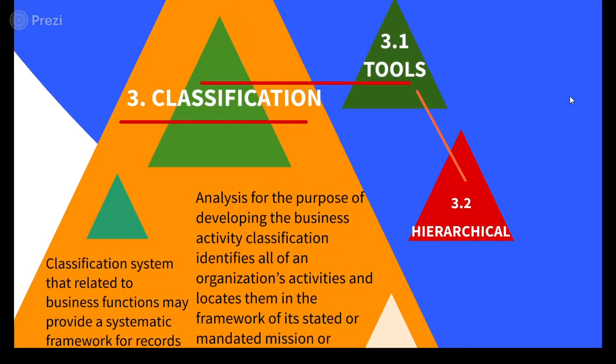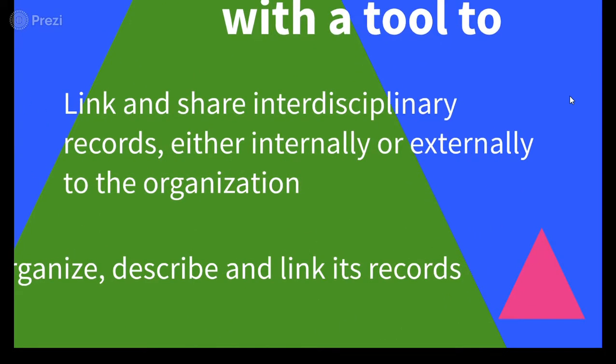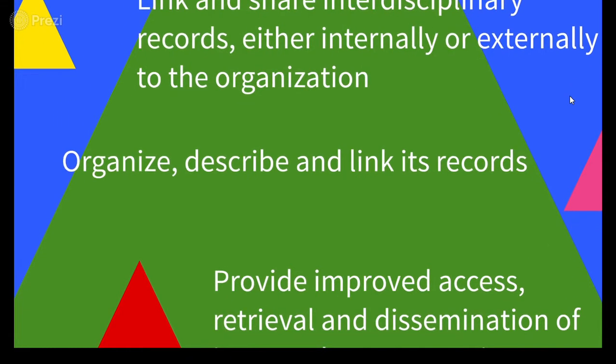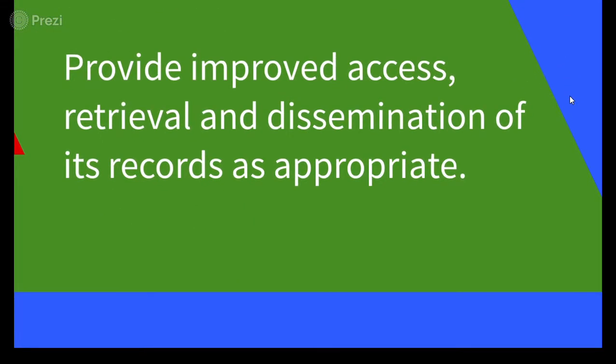The first one, tools. A classification system provides an organization with a tool to link and share interdisciplinary records, either internally or externally to the organization. Organize, describe and link its records. Provide improved access, retrieval and dissemination of its records as appropriate.